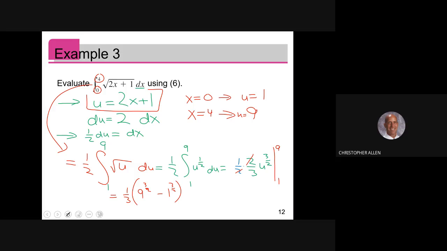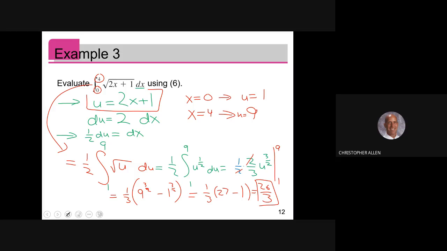Okay, what is the square root of 9? To the 3rd. 27. So this is going to be 1/3 times 27. And what's 1 to any power? 1. And so guess what our final answer is? 26/3.